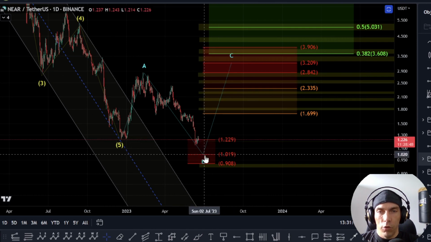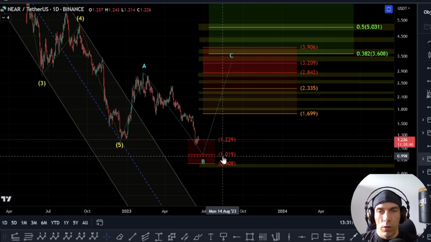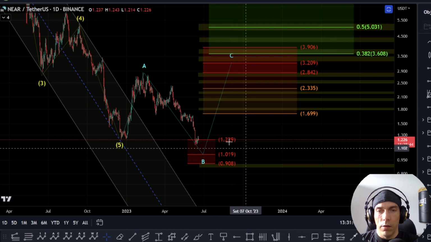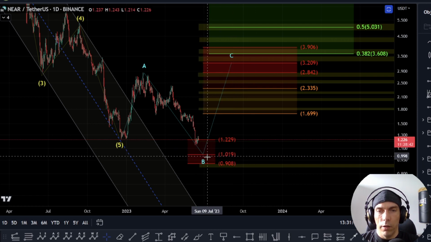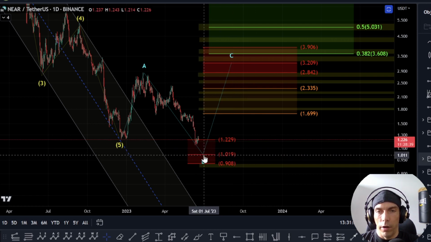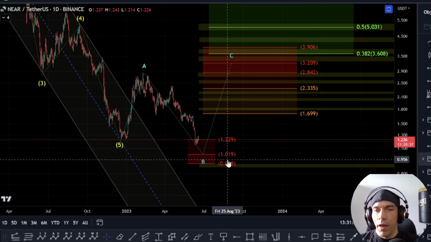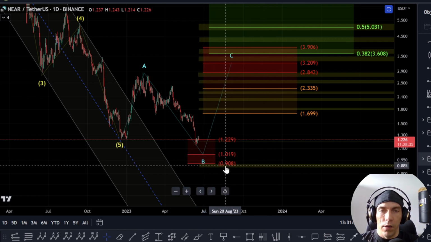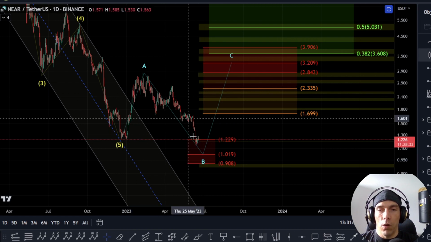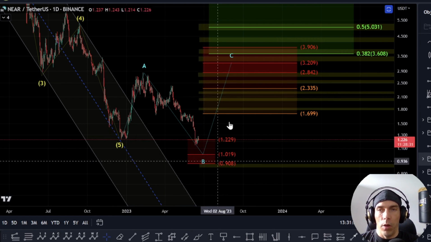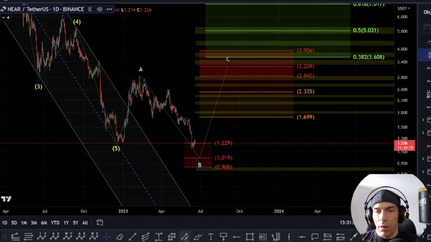Now if we do look to push down deeper, we have this zone here of this $1.01, which would also be quite a big psychological level. I think pretty much if we go down here, it's quite likely we're going to see $1 hit. But as well as that, this 90 cent area is the most common area for a B wave when we're looking at a flat correction. So we're going to have to keep an eye on this.